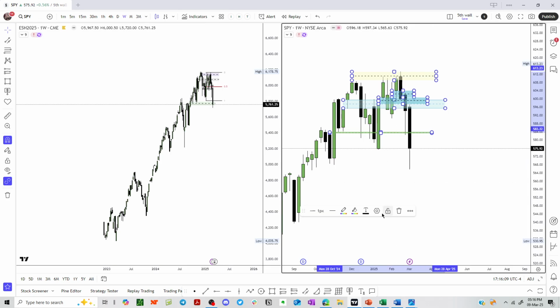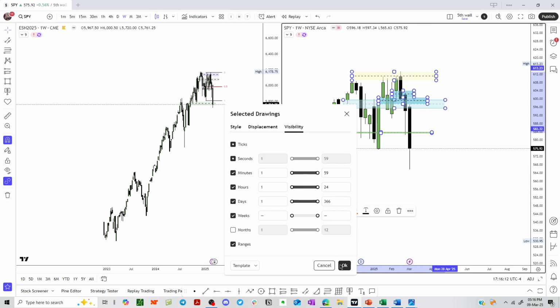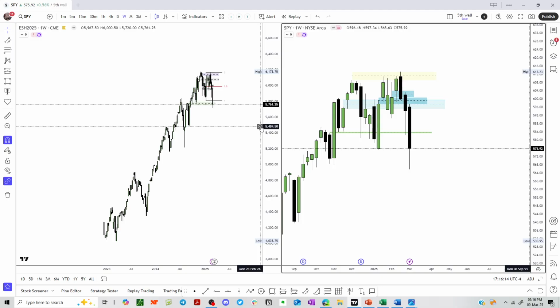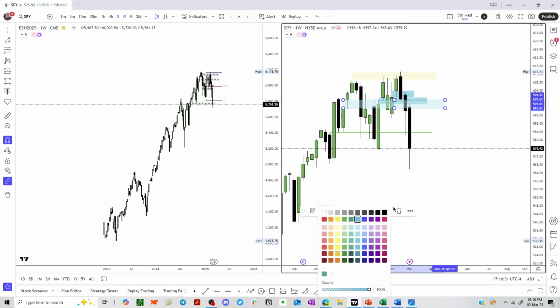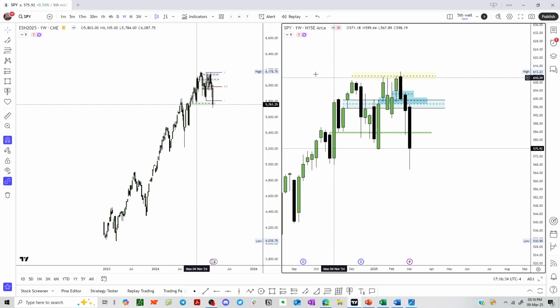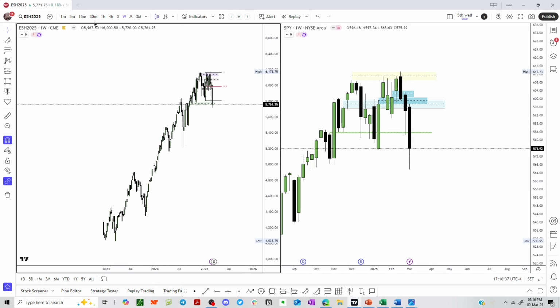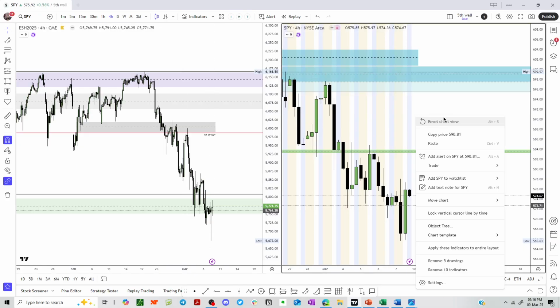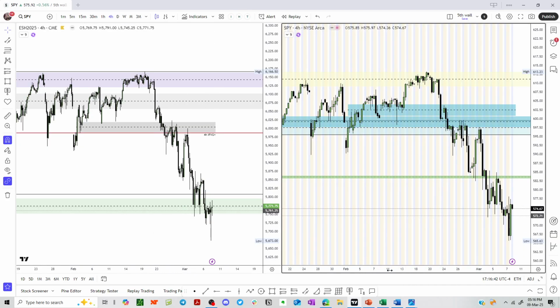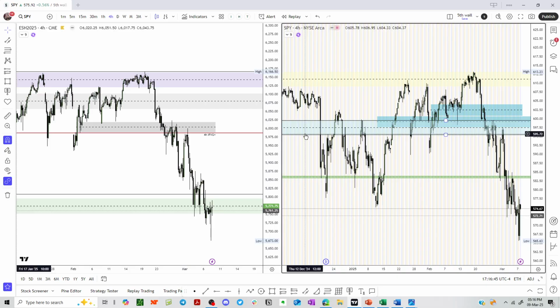Make sure everything shows up in different time frames. What else do we see here? Yeah, that's good enough. Let's turn this line into a black line or something to differentiate it, distinguish it a little more. Let's take that off for now.